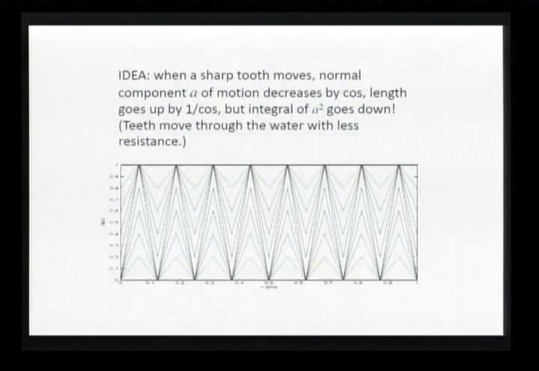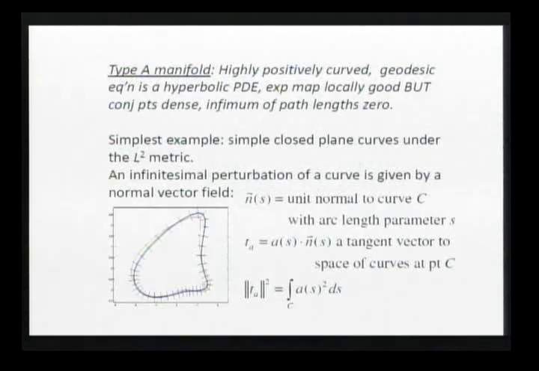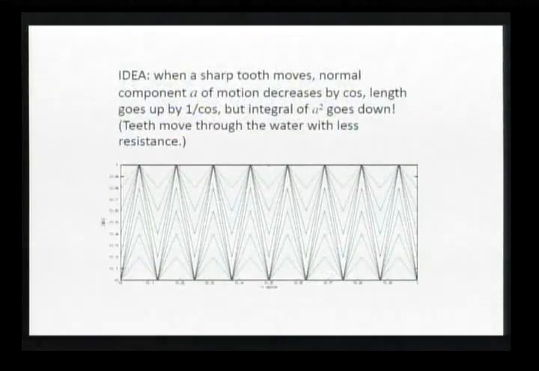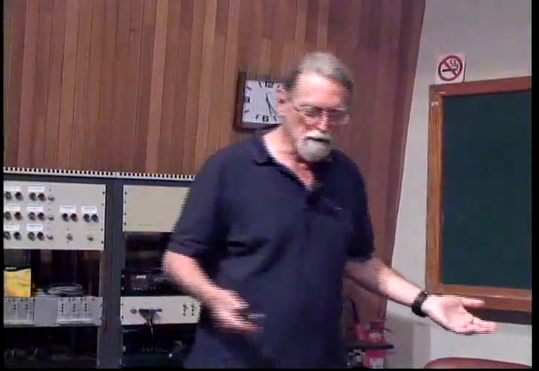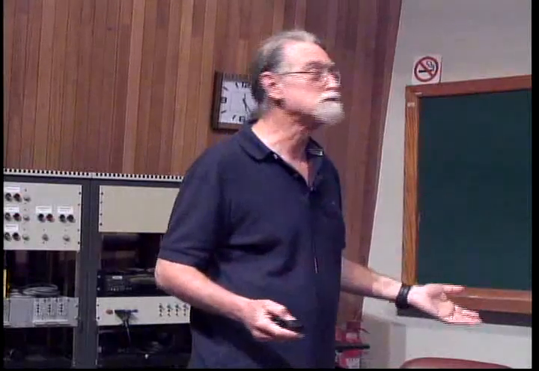You see, what we did was we took the normal. We measured distances by looking at the normal distance that you move. Now, if here you take the normals to these, then those are going to be much shorter. If we're moving at unit speed up here, the normal component will go down, multiplied by a cosine factor. So a squared goes down by a square of a cosine. The length goes up by one over the cosine. The net point then is that the integral goes down.